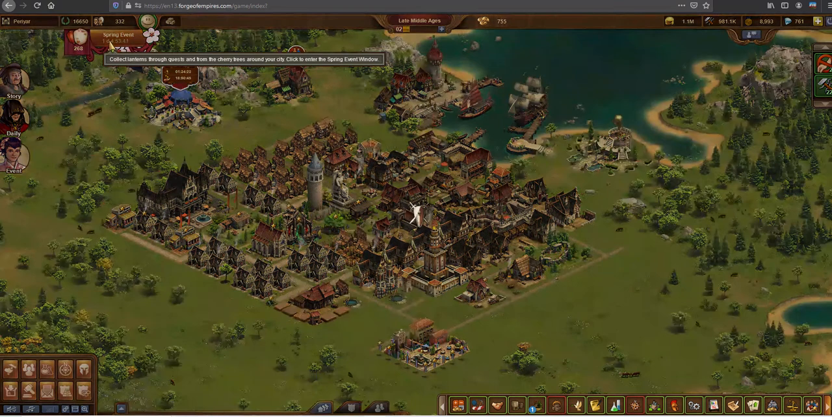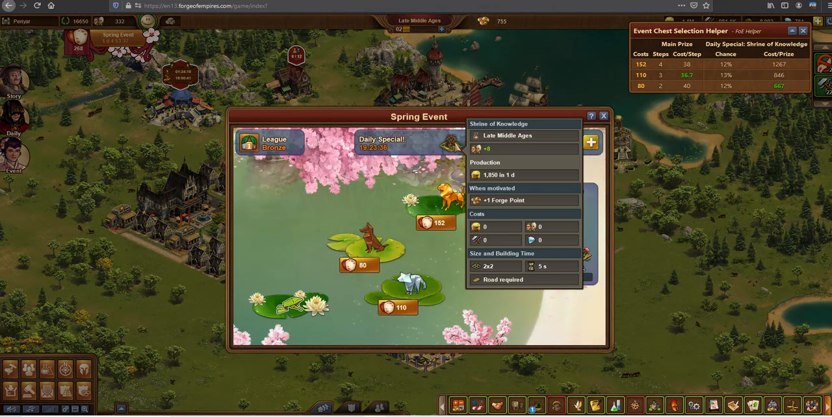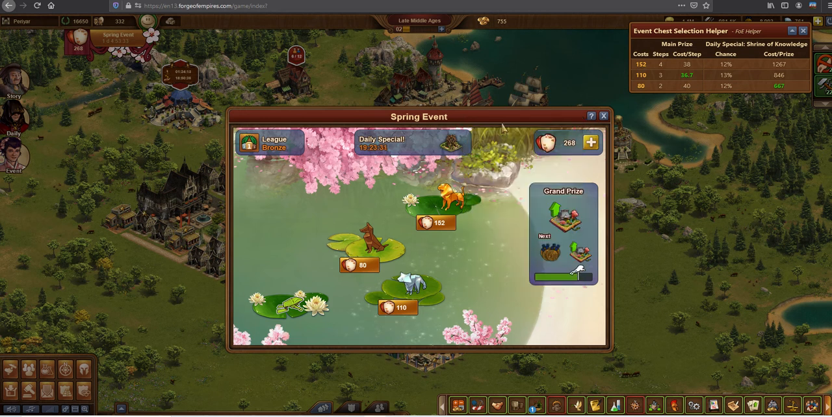So I think we should just get into it. Today the daily special is the shrine, and I think that's a good one to go for. I think tomorrow it's gonna be some mass rush or something like that. So I think this would be worth a lot more value than that particular one. So I will try to maximize this.